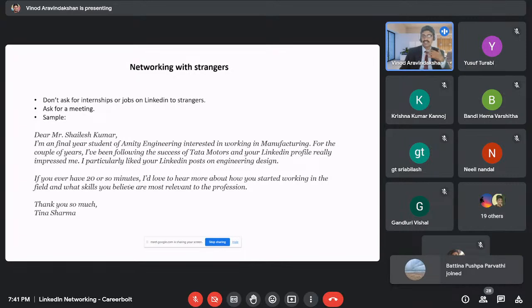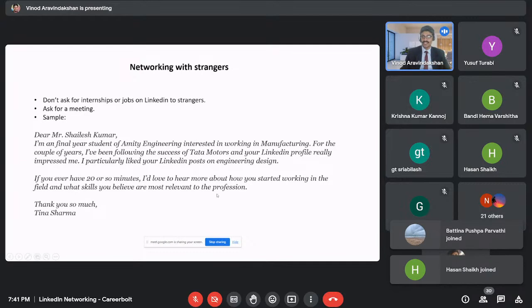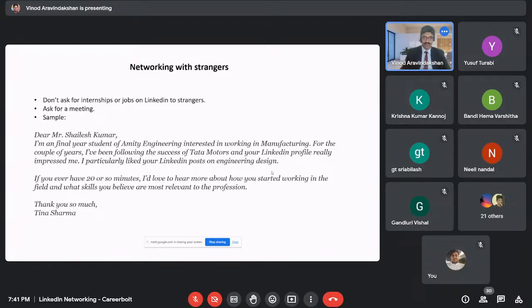I've been following the success of Tata Motors for the past many years. I looked at your LinkedIn profile, and since you work in Tata Motors, you really impressed me. I liked your LinkedIn post on engineering design. So this means that the person has spent time to really understand what the hiring manager has been posting, or what the recruiter has been posting, right?